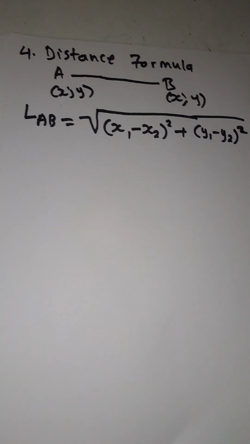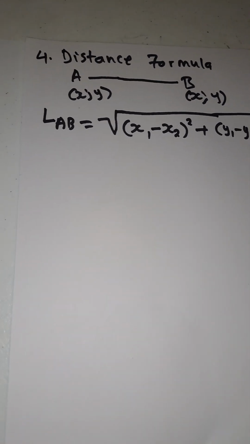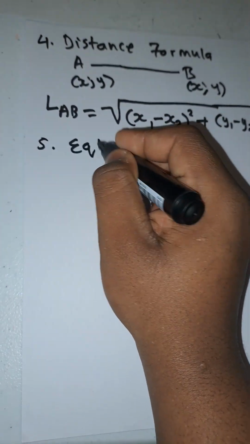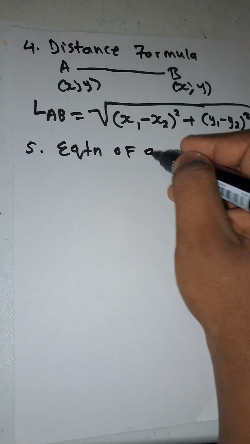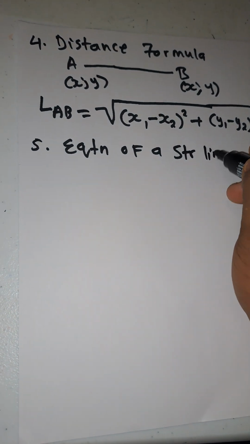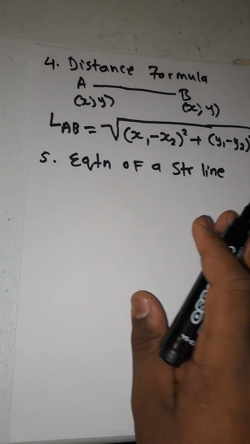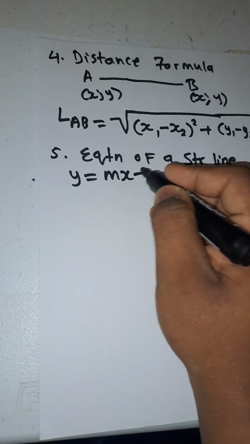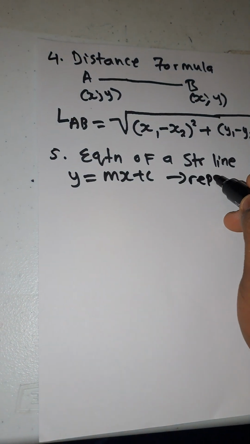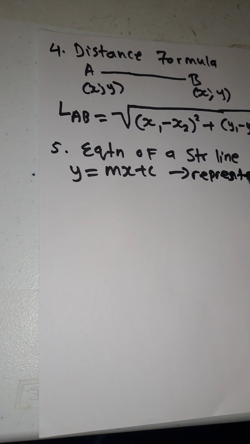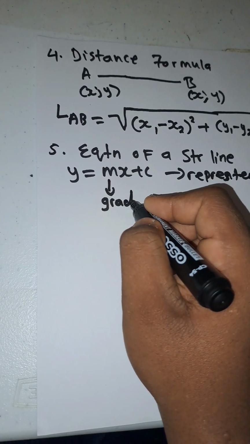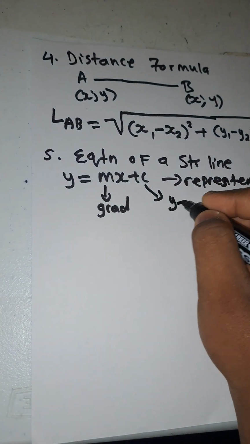So now let's go to number 5. Number 5 is the equation of a straight line. The equation of a straight line is given by y equals mx plus c. That's how it is represented, whereby m is the gradient and c is the y-intercept.